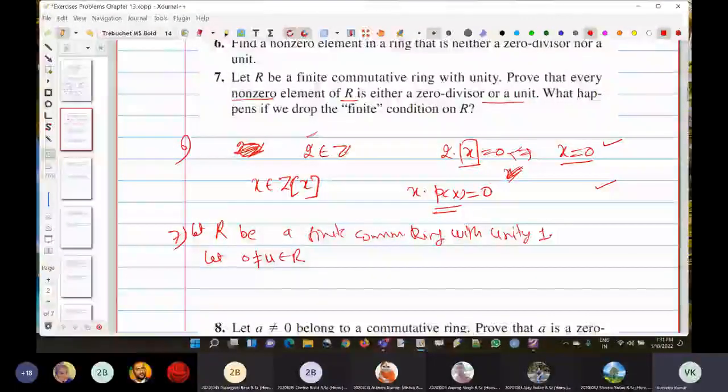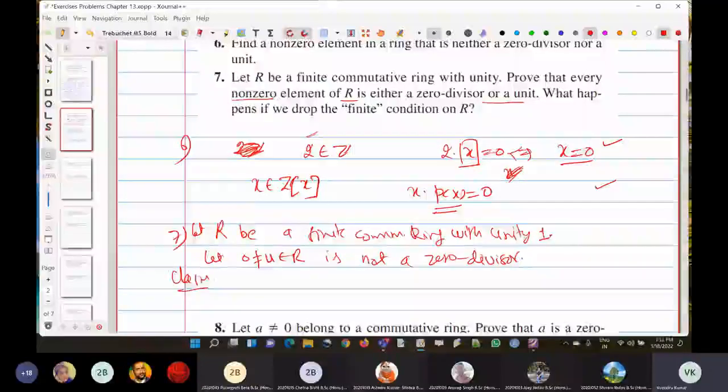So we need to take u belonging to R, a non-zero element which is not a zero divisor. Okay. So here, assuming that u is a non-zero element that is not a zero divisor, what do we need to prove? We need to prove that this is a unit. Then we claim that u is a unit. Okay.